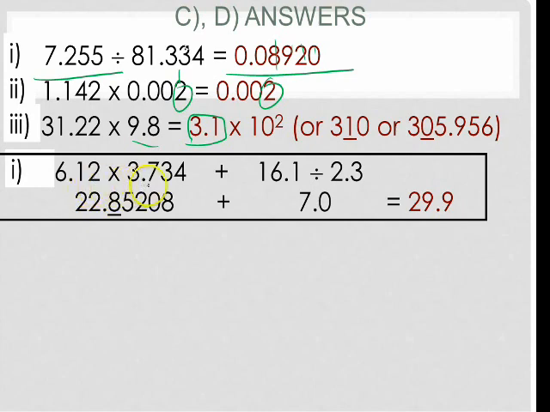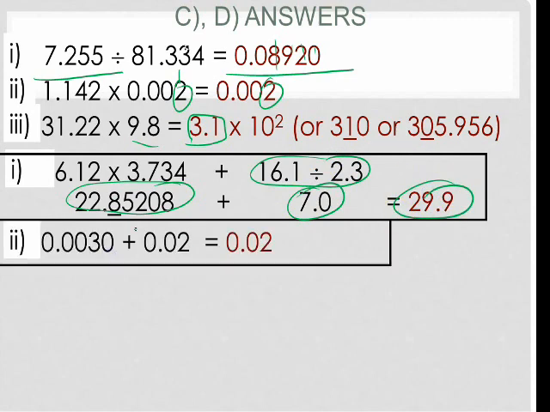Here we had 6.12 times 3.734. So we do this one first. That's 22.9 plus 7. So we have 22.9 equals 29.9. Okay, so for this one we have 2 significant digits here, but we only have 1 significant digit here. When we added them up, it was 0.0230, but we only want 1 significant figure, and we round, and we just get this. So, interestingly enough, it's the exact same answer.